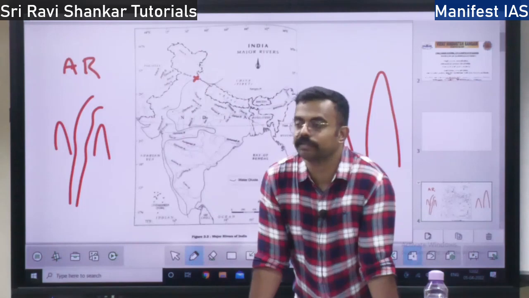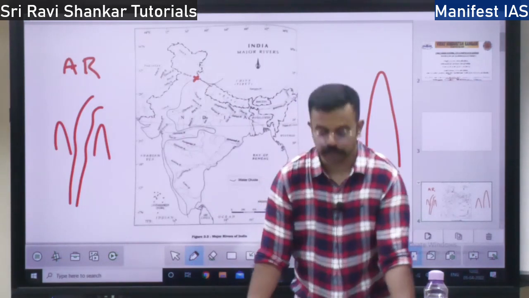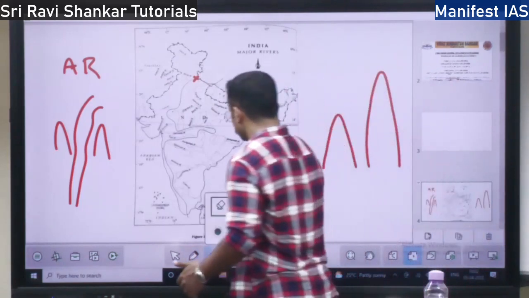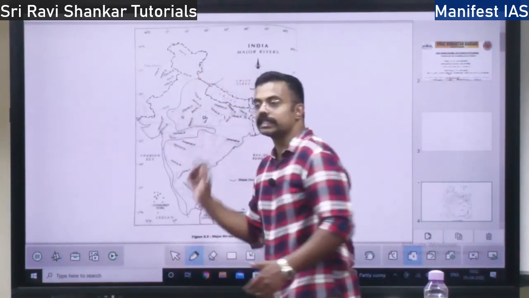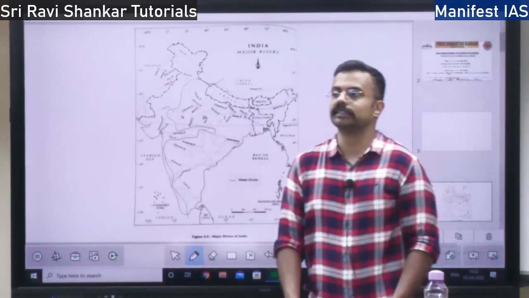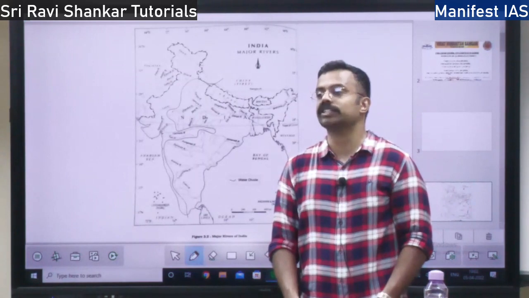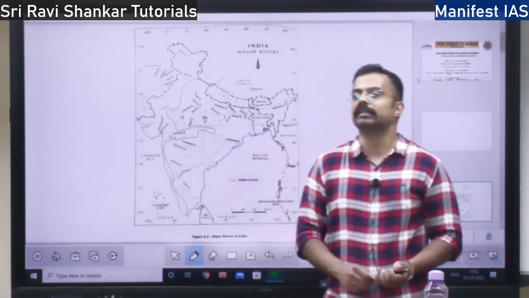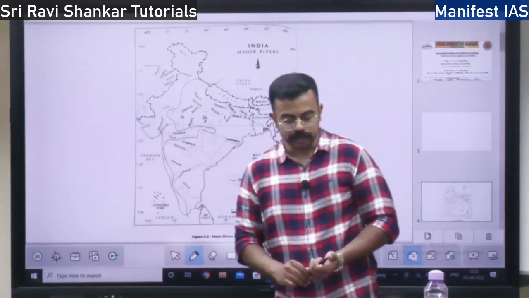On this Sutlej River only you will find the Bakra Nangal project. So this is about the Indus system of rivers. Next we will talk about the Ganga water system. Ganga has a very high religious value in India. We treat Ganga as Ganga Mata, Mother Ganga, right?